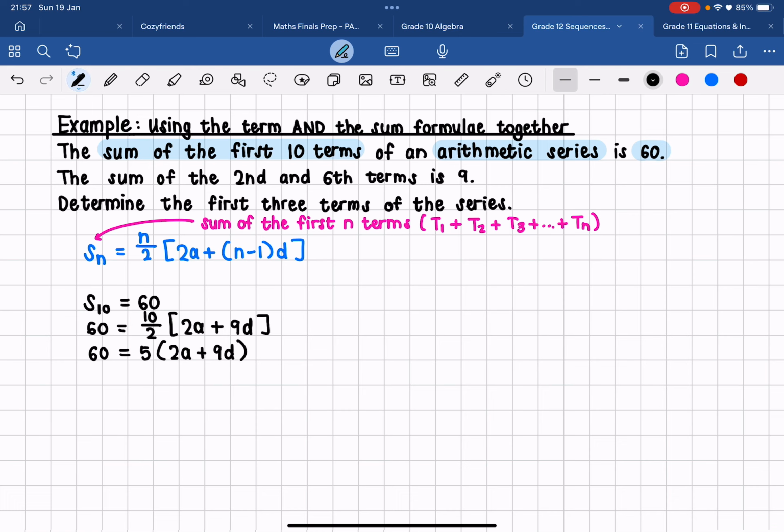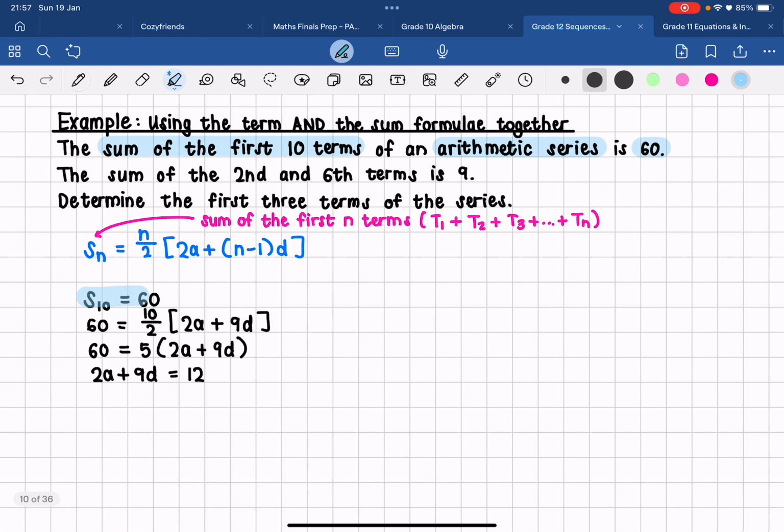And just to neaten things up, let's take that 5 over to the other side. We're going to divide by 5. So we have 60 divided by 5, which is 12. So 2a plus 9d is equal to 12. All right, that is what we have there from the first piece of information. So I used the blue information where they told us the sum of the first 10 terms is 60, and I used that to set up this equation.